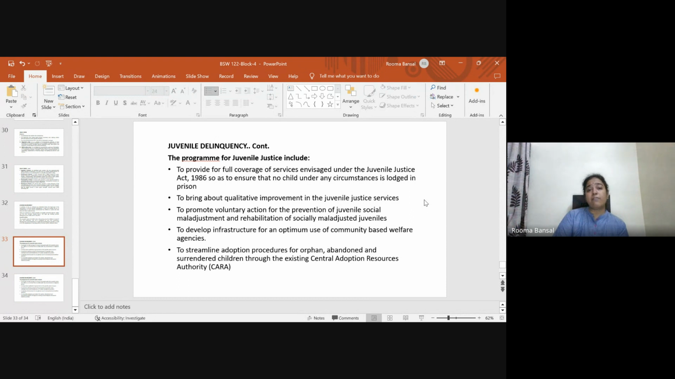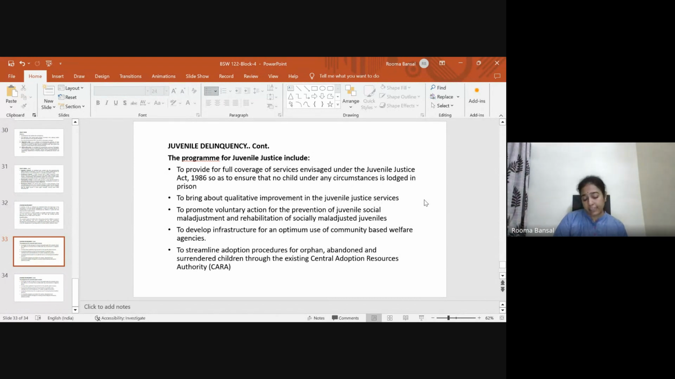Next, to develop infrastructure for an optimum use of community-based welfare agencies. It means the welfare agencies which are available or which are run by the government. So the juvenile justice system says that we should use them as community-based welfare agencies. Suppose there is a correctional home and they have juvenile criminals. It is a sort of jail.